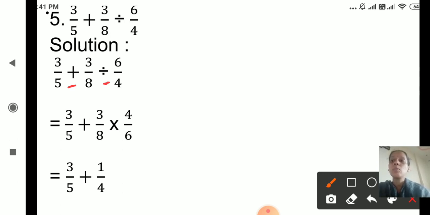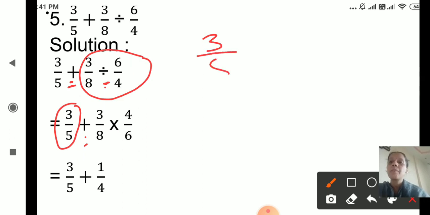Now you know the rules of how to do division of rational numbers, right? So 3 upon 5 I have written as it is. This plus also we will write down as it is. Now we have to do the division of this: 3 upon 8 divided by 6 upon 4.